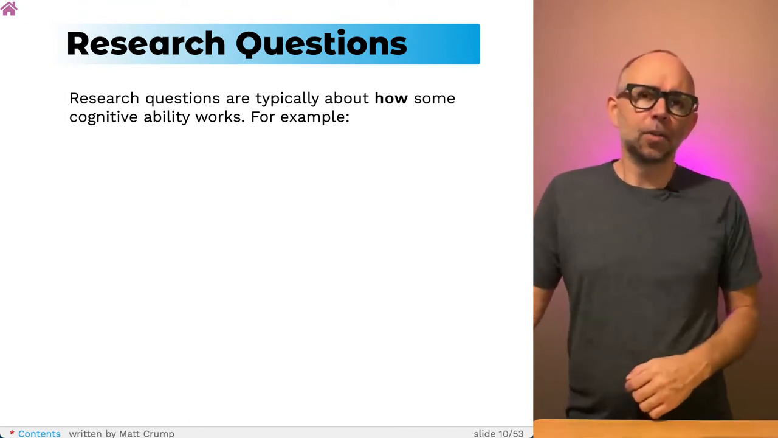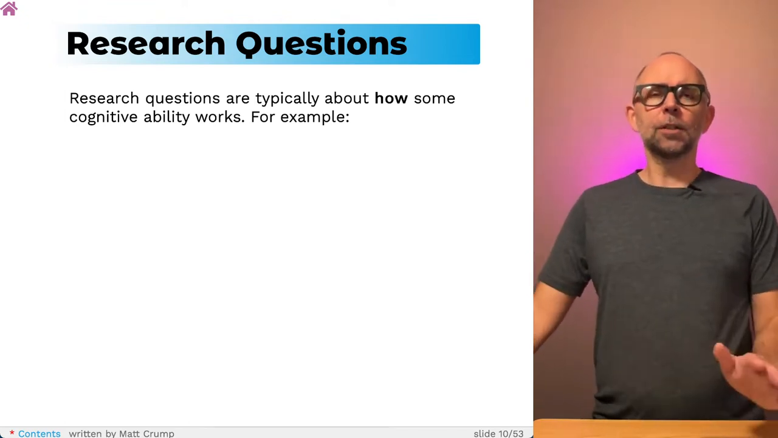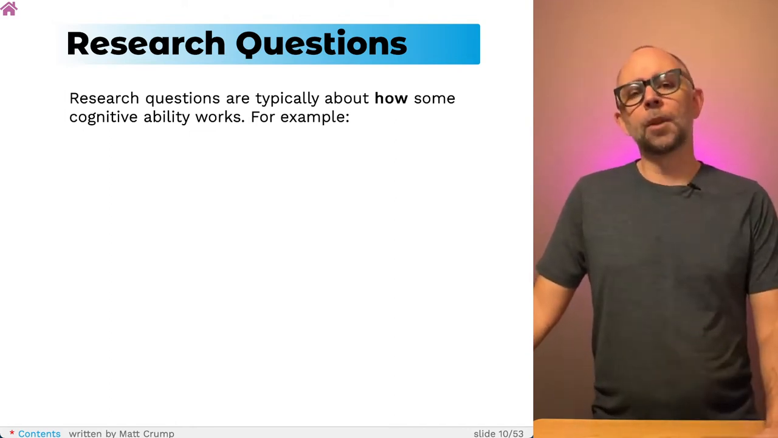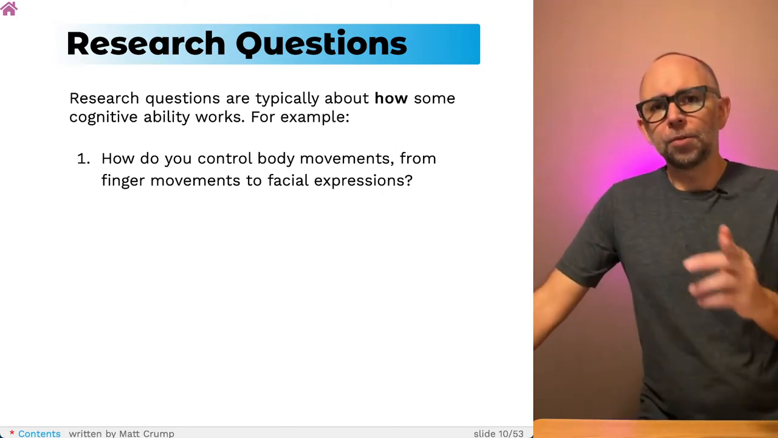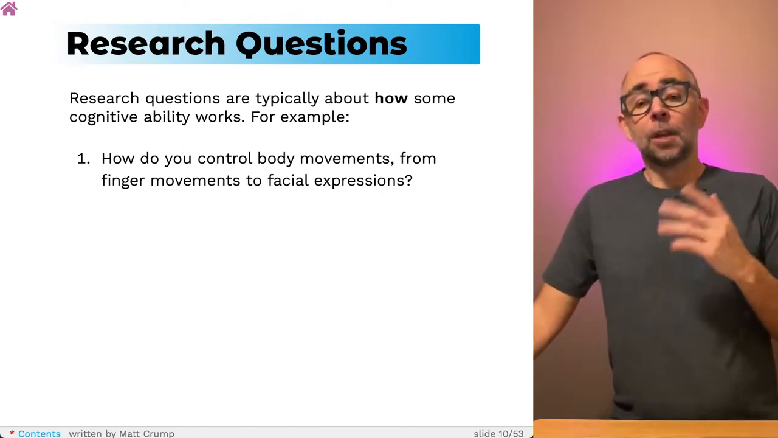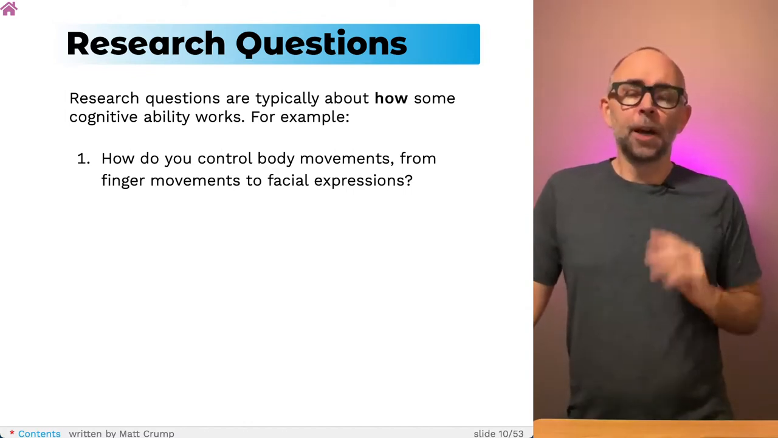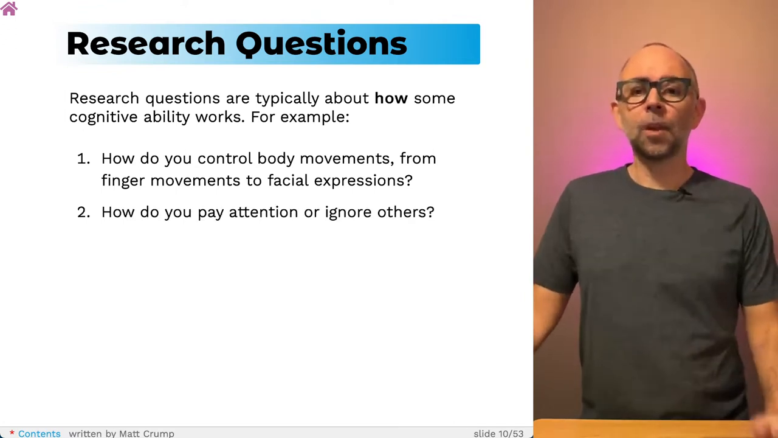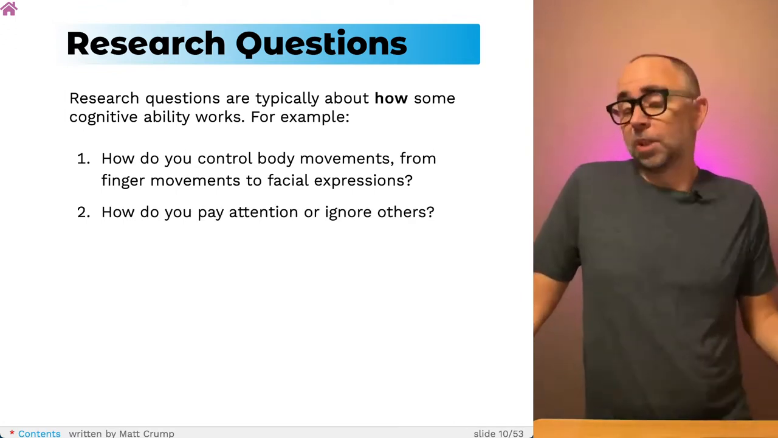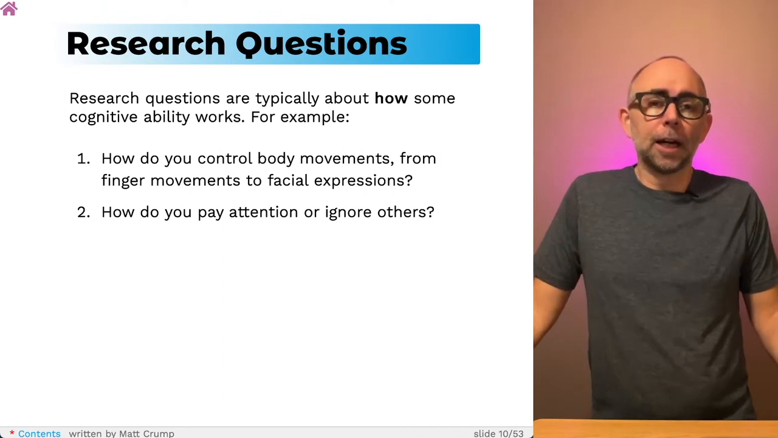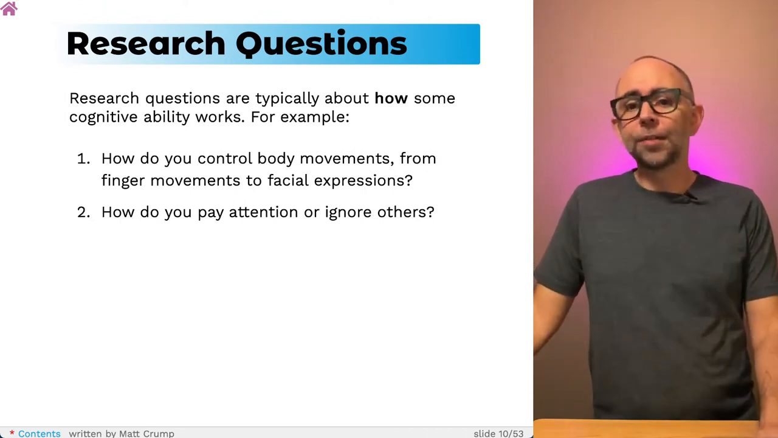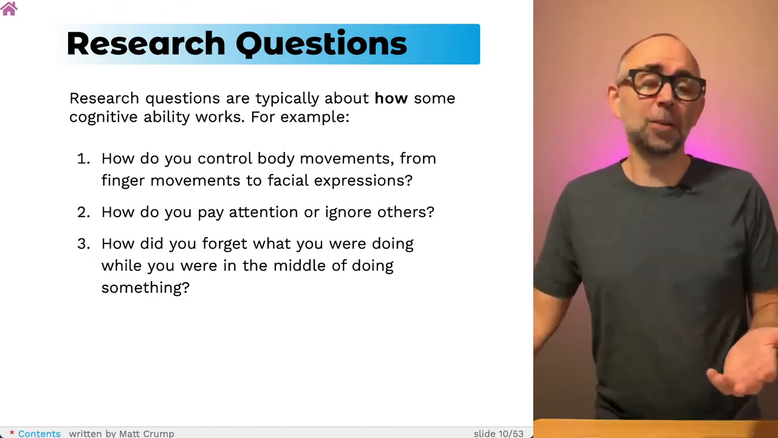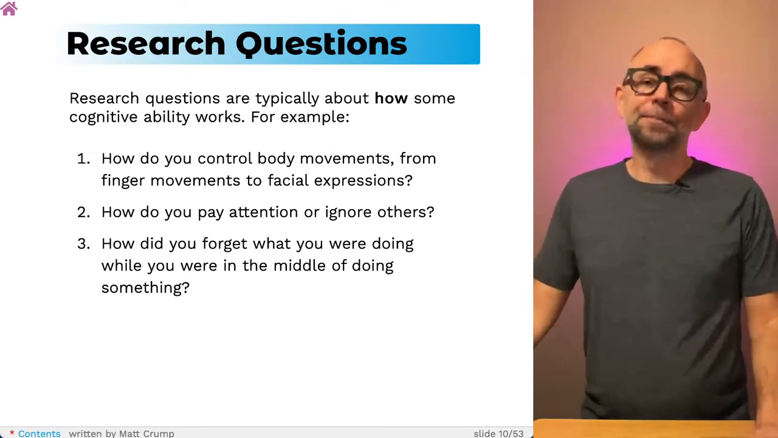Let's jump in, take a look at some research questions. So research questions are typically about how a particular cognitive ability works. Here's some examples. How do you control your body movements? I'm doing this right now, moving my fingers, I'm making facial expressions. How is it that I'm able to do that? How do you pay attention to different kinds of things in the environment? How do you focus on something? How do you ignore things? How is it that you can forget what you were doing right in the middle of doing something? That happens to me sometimes.